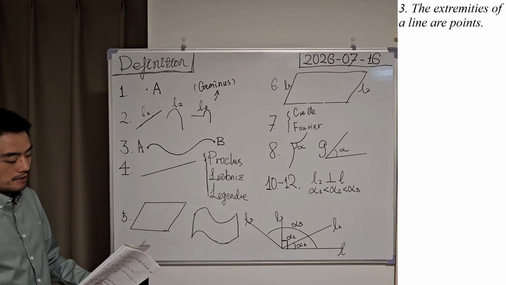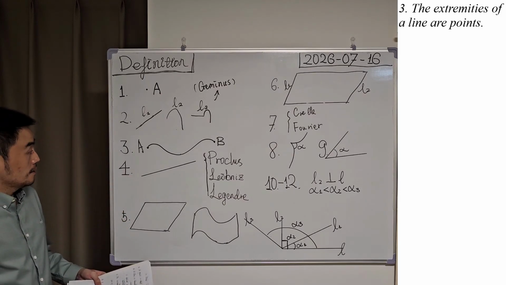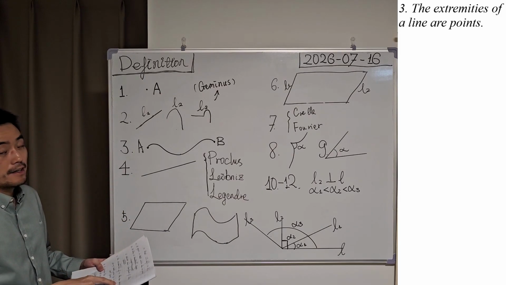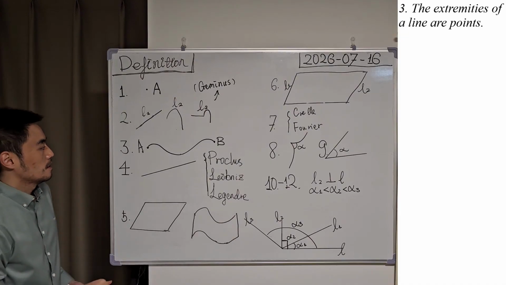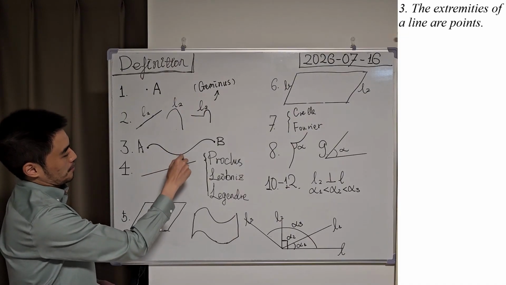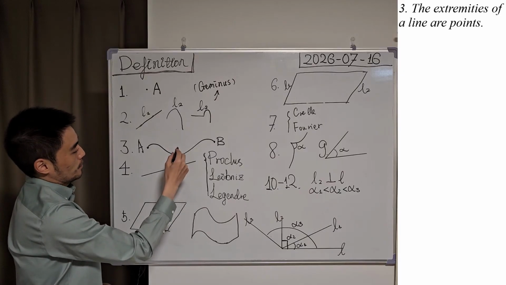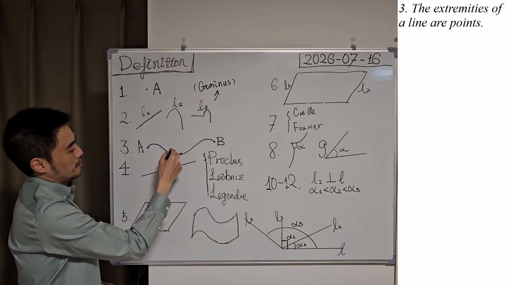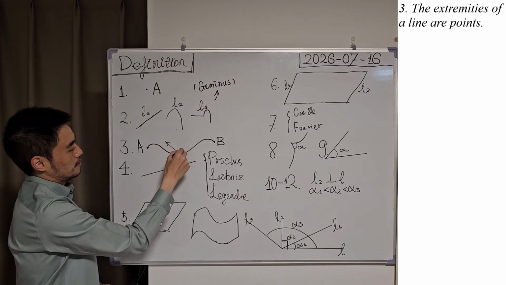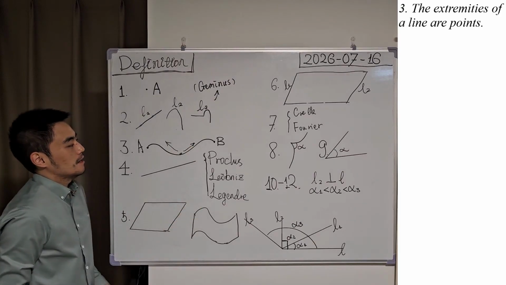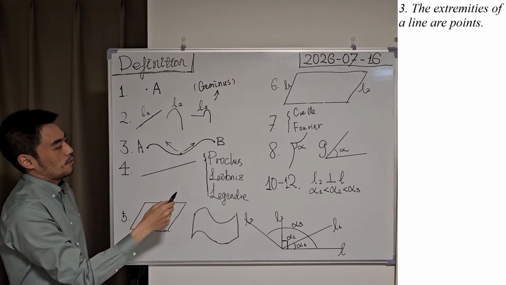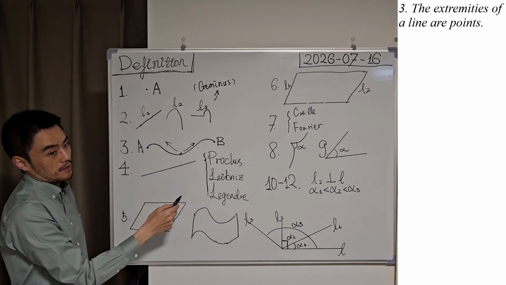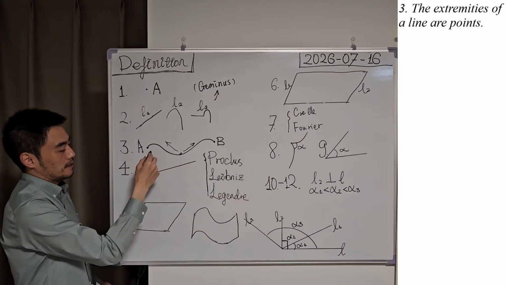And let's go to definition 3. The extremities of a line are points. So let's assume we have a line here. It is curved. And we randomly pick a point here on the line. And we are trying to go in 2 directions separately. And at the end, when we reach the extremity, we will end up at 2 different points like A and B.